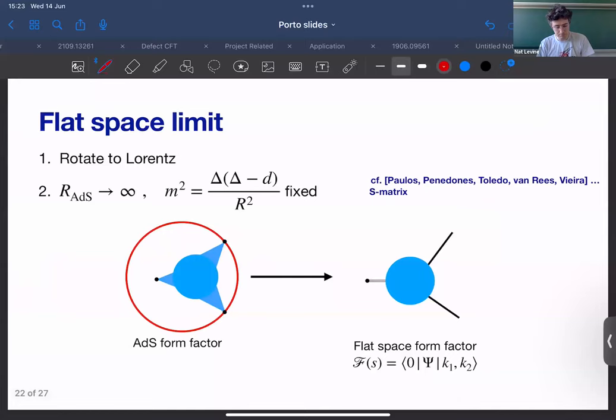So I see that the time is marching on. So I'll just briefly comment on the flat space limit and then wrap up. So the flat space limit for F matrices, so for boundary correlation functions, has been quite well studied.